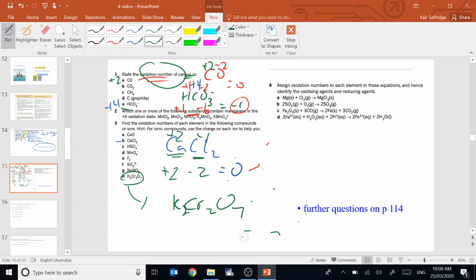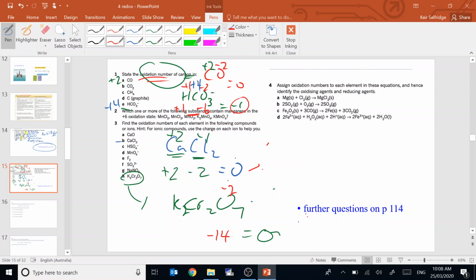K2Cr2O7. Once again, it adds up to 0. What do I know? What do I not know? The one that jumps out at me straight away is -2. There's 7 of those, so that's -14. Chromium, I don't know.